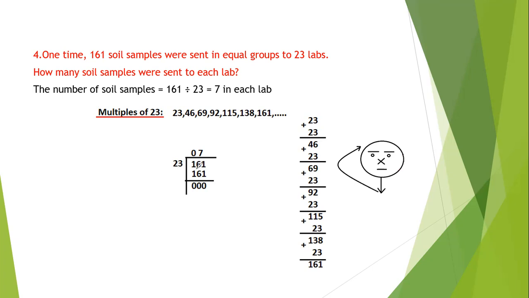So take 161. 161 is the 7th multiple. 1, 2, 3, 4, 5, 6, 7. So put it in the quotient, then multiply 7 by 23 equals 161. When we subtract, the answer is 0. So we will use 7 samples in each lab.